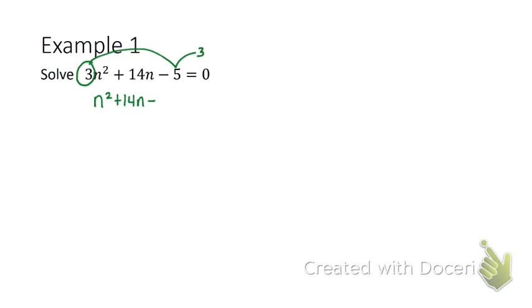So remember, the woman goes on vacation, kissed her husband goodbye. So we're in the middle of rewriting it. So we got n squared plus 14n minus. But what happens when they kiss? They multiply, so minus 15. Now it's a simple trinomial.